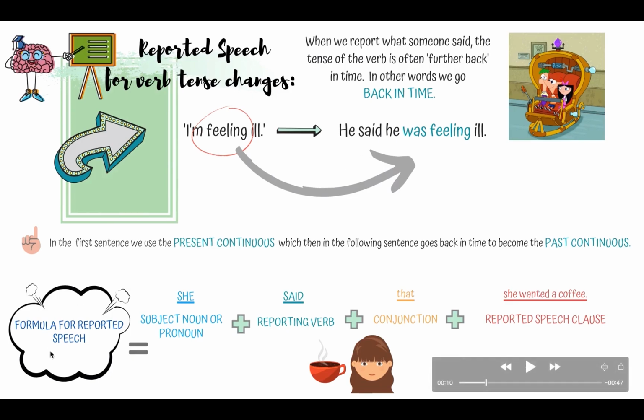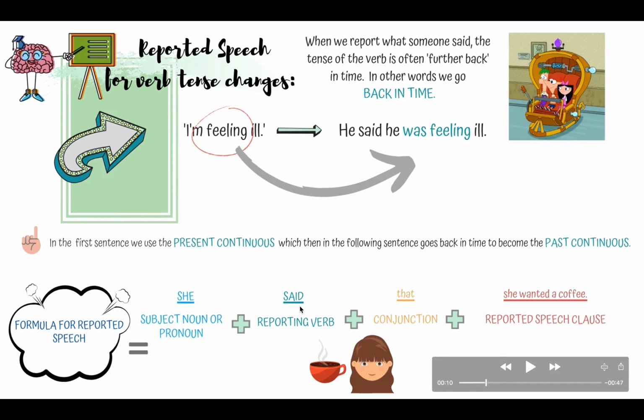Okay? Down here at the bottom, we have a very simple formula to create reported speech. We always have to begin with a subject noun or pronoun. So in this case, I've used she, plus the reporting verb, in this case said. Then the conjunction, which is that, but it's not always necessary to put in the conjunction. It's not compulsory, but you can use it if you want to. And then we finish off with the reported speech clause. The clause is the part of the sentence that finishes off the reported speech.